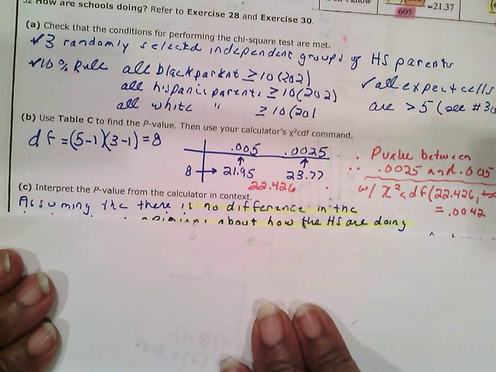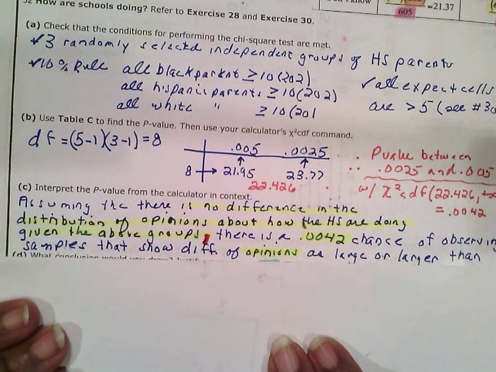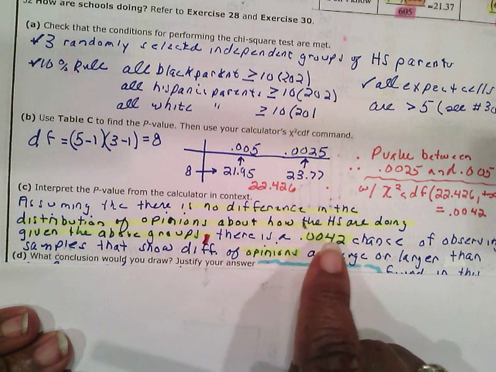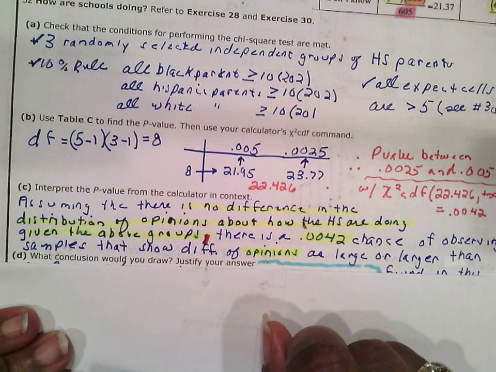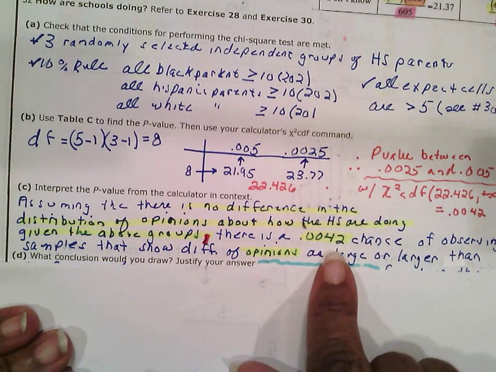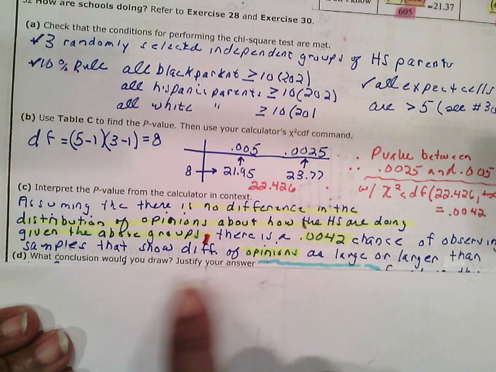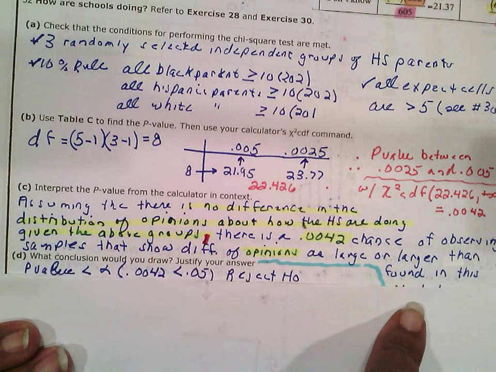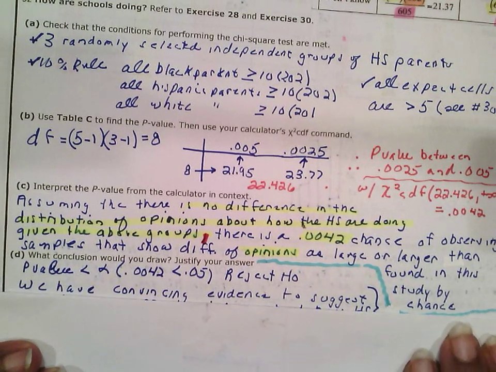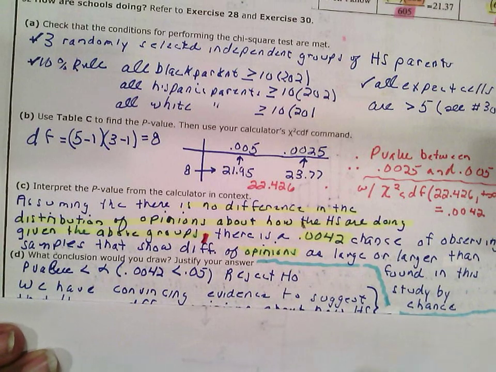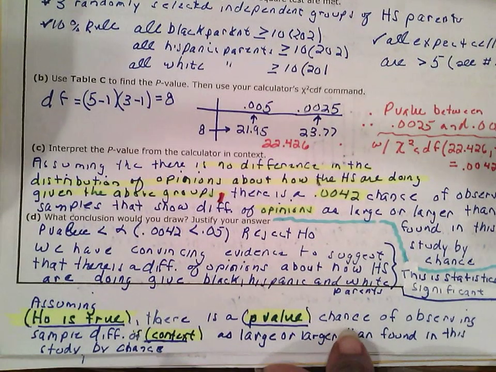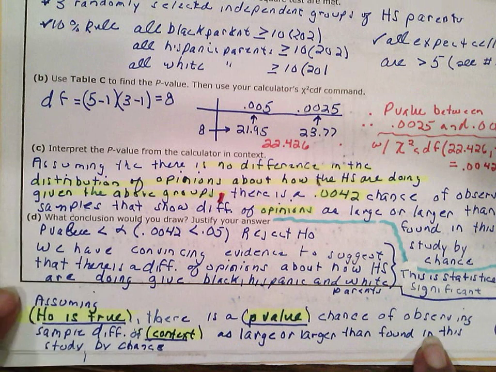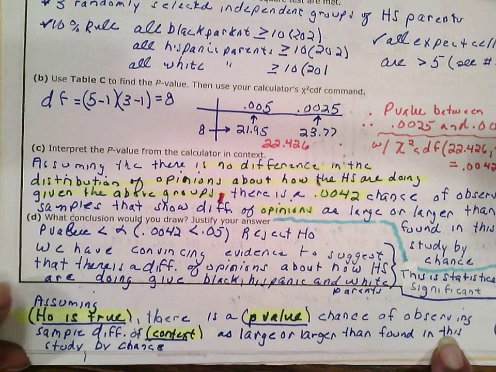Next, they didn't ask me for the conclusion of the p-value, they asked me to interpret it. So assuming that the H0 is true, assuming that there is no difference in the distribution of the opinions on how the high school is doing, given the above groups, there is a 0.042 chance of observing samples that show a difference of opinions as large or larger than found in the study by chance. When you get a chance, speaking of by chance, here I'm saying the same thing, but I put it in more of a generic situation all the way down here, below this line.